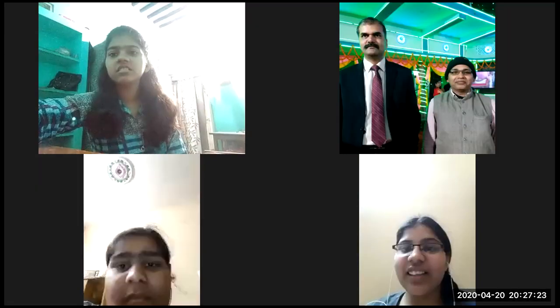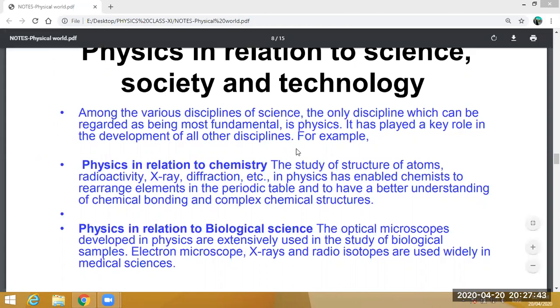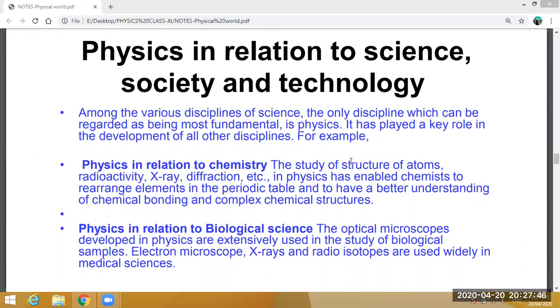Yes sir. Now try to understand. Among the various disciplines of science, the only discipline which can be regarded as most fundamental is physics. It has played a key role in the development of all other disciplines of science.